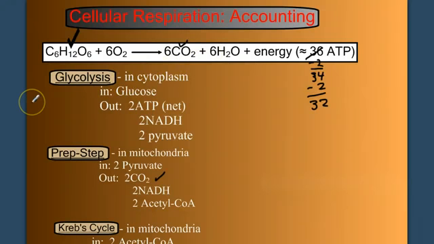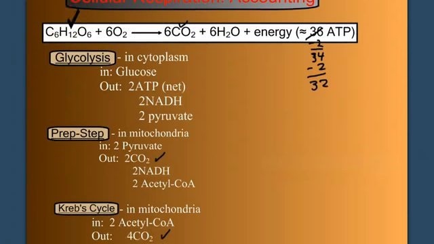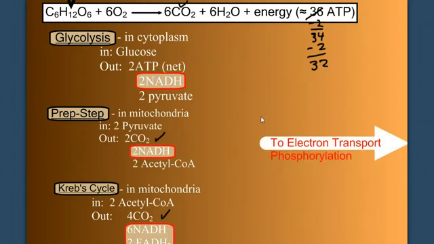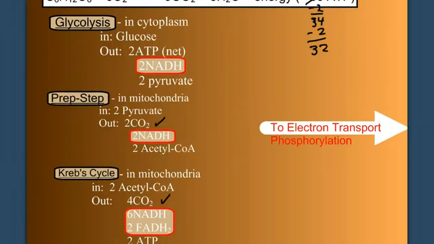But what do we have left to do? What can we still tap into? Well, if you can see along the way, we've been picking up NADHs, 10 of them, 2 from glycolysis, 2 from the prep step. Here we go. Oops, let me turn the pen over. 2 from glycolysis, 2 from the prep step, 6 from the Krebs cycle, plus these 2 FADH2.